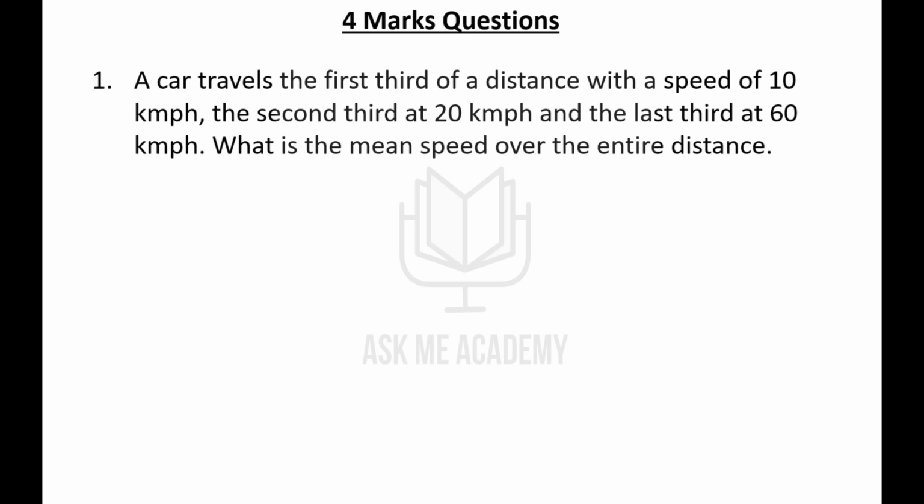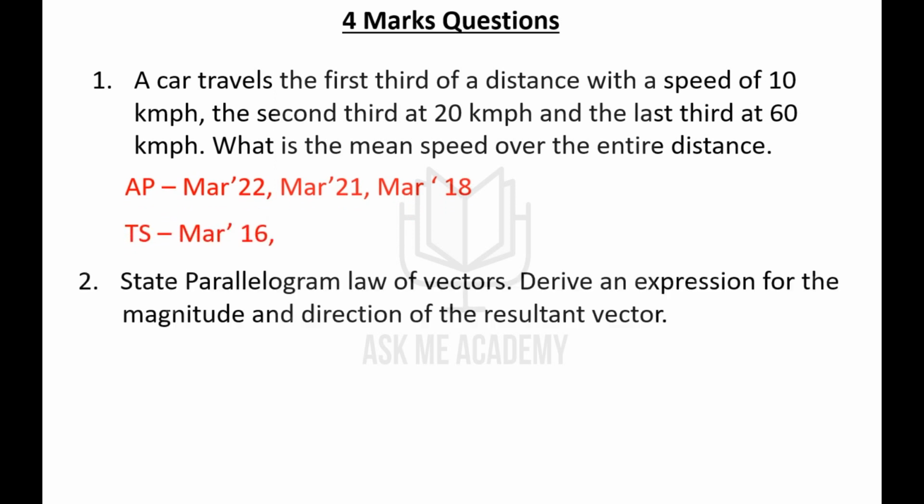The first question is, a car travels the first third of a distance with a speed of 10 kmph, the second third at 20 kmph and the last third at 60 kmph. What is the mean speed over the entire distance? This was asked 3 times in AP and 1 time in Telangana. The second question is, state parallelogram law of vectors, derive an expression for the magnitude and direction of the resultant vector.